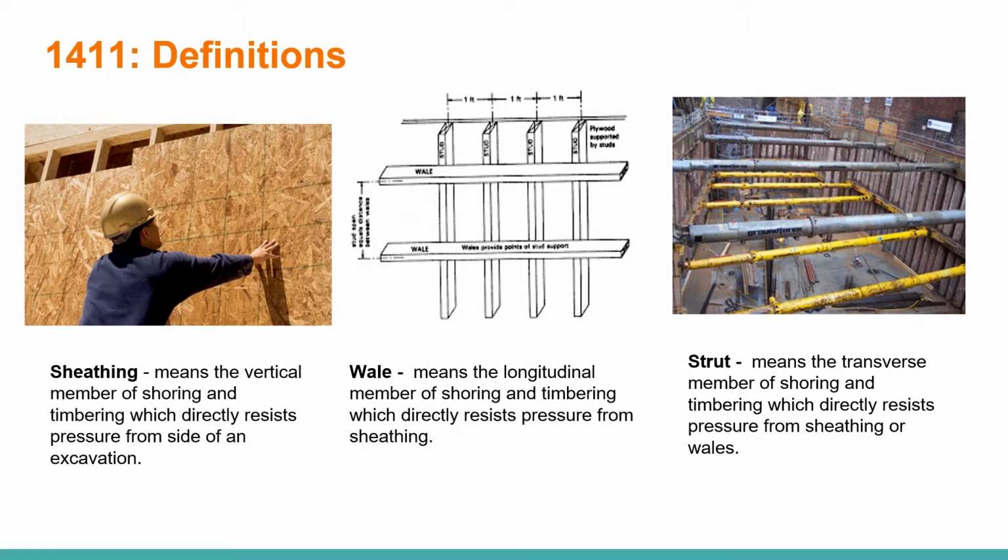First is sheeting, which means the vertical member of shoring and timbering which directly resists pressure from the side of an excavation. Next is rail, which means the longitudinal member of shoring and timbering which directly resists pressure from sheathing. Next is strut, which means the transverse member of shoring and timbering which directly resists pressure from sheeting or wales.